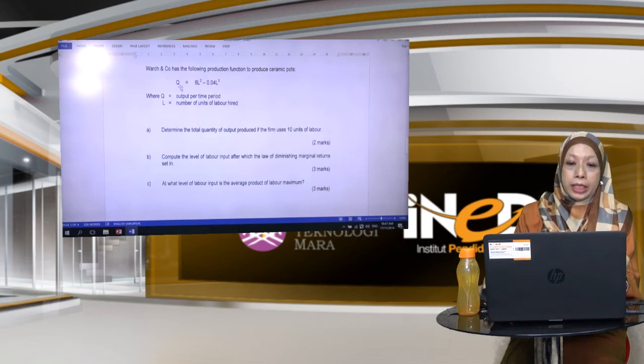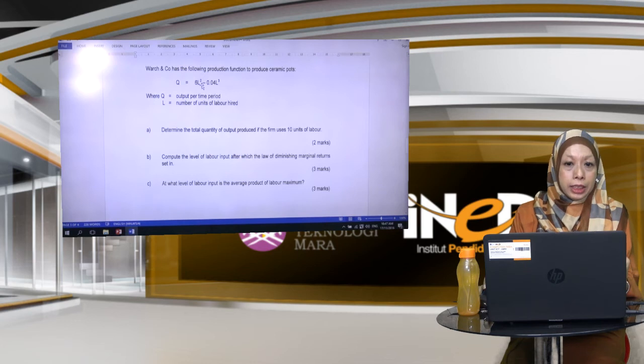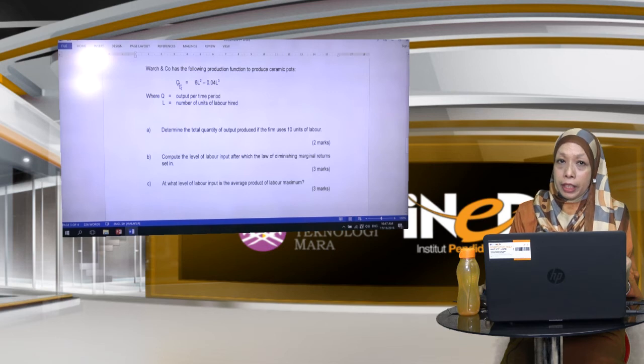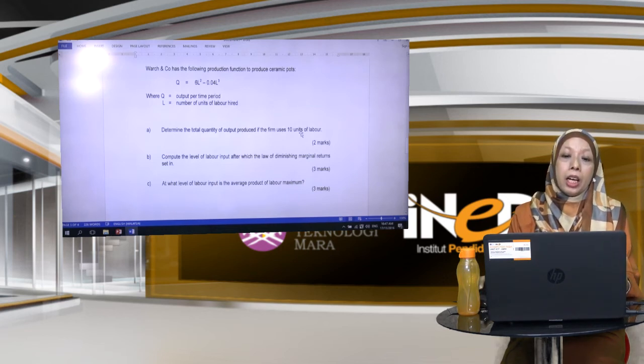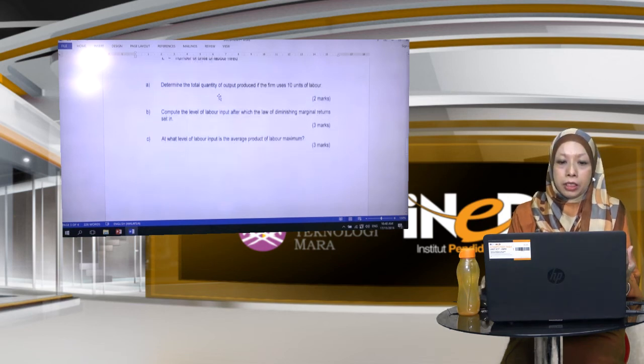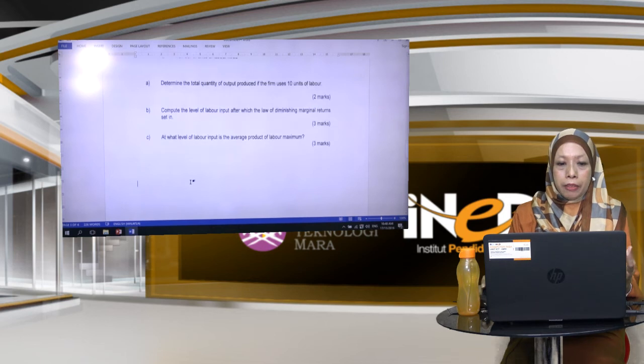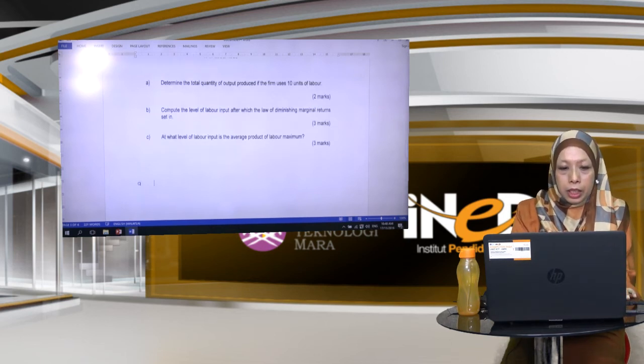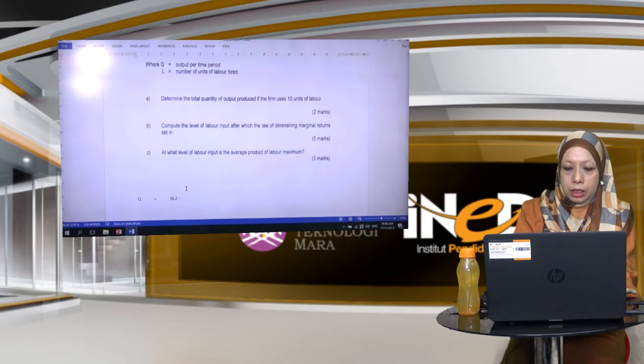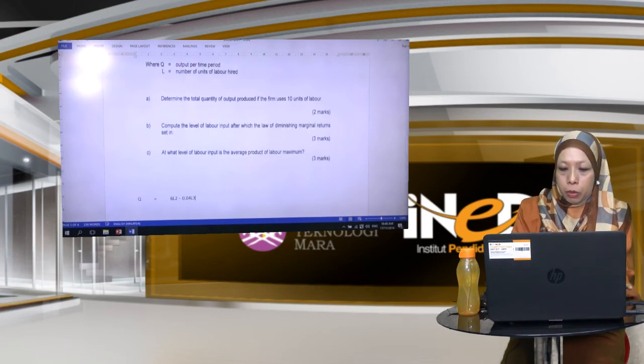As you can see, based on the production function, if you know the value of L, you will definitely find the value of Q. So if you are using 10 units of labor and want to know how much Q will be produced, simply substitute 10 into this production function. So we have Q equals 6L squared minus 0.04L to the power of 3.